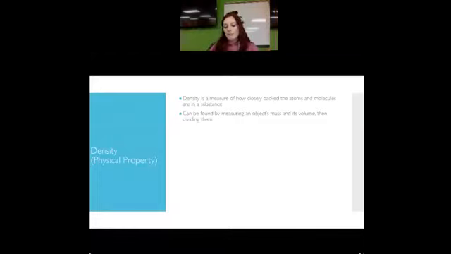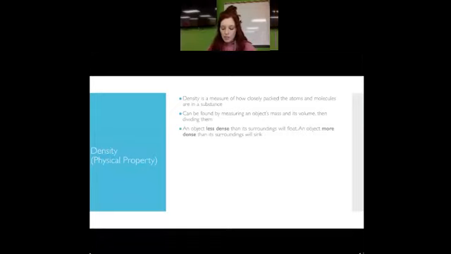Density is just measuring how close together the atoms and molecules are. If you were to look at a sample of a substance and zoom in really far so you could see the atoms and molecules, how much space is in between them? Are they really close together so that they're almost touching, or are they really far apart? Density can be calculated. It's a ratio. It can be found by measuring an object's mass and its volume and dividing them. So in other words, the density of something is the ratio of its mass and its volume.